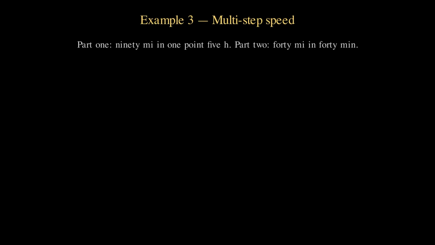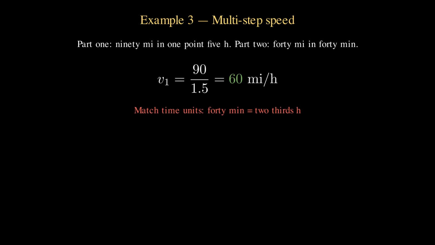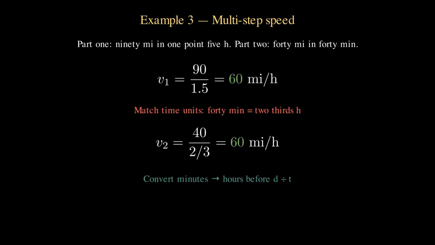Before a harder speed problem, remember, you cannot compare miles per minute to miles per hour until you align the time units. Harder style, a car travels 90 miles in 1.5 hours, then rests, then travels 40 miles in 40 minutes. For the first leg, speed is 90 divided by 1.5, which is 60 miles per hour. For the second leg, match units. 40 minutes is 2/3 of an hour, so speed is 40 divided by 2/3. Both legs have the same speed, 60 miles per hour. The lesson is convert minutes to hours before you divide distance by time.